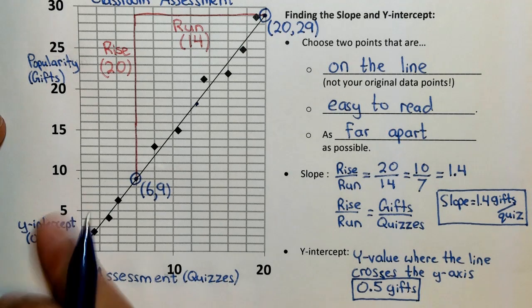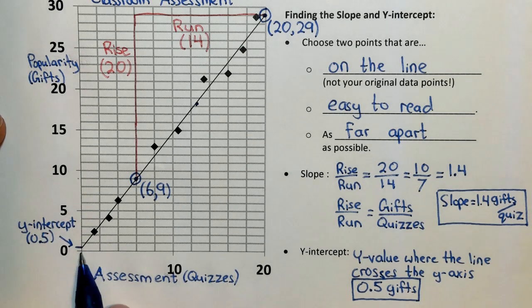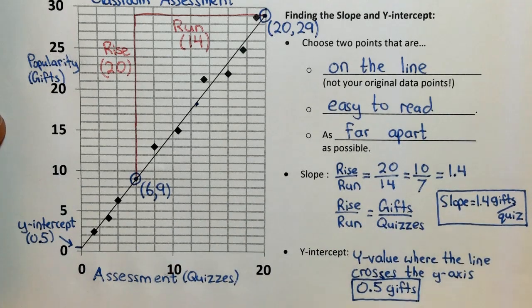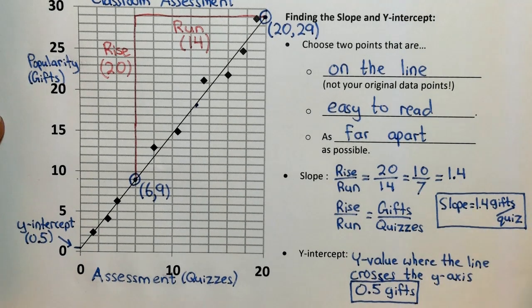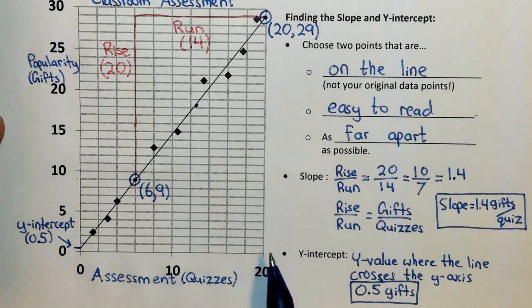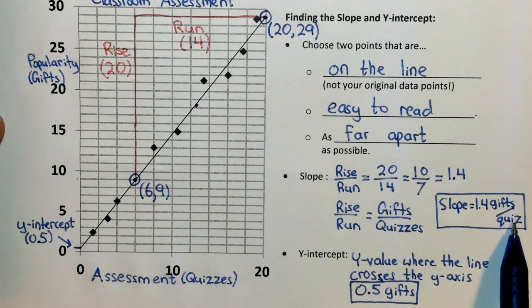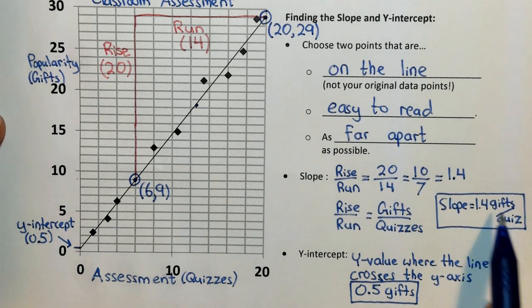So looking at the upcoming semester, I see if I give no quizzes at all, I'm going to automatically get a half a gift somehow. So I'm guaranteed a half gift. That's my starting position. If I'm okay with that, maybe I don't give any quizzes. But if I want more gifts than that, I better give some quizzes. And again, for every quiz I give, I can expect an extra 1.4 gifts.